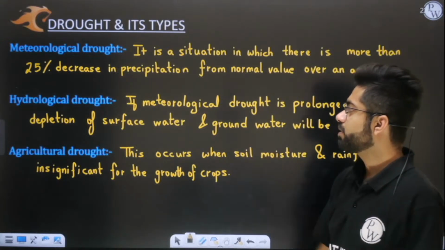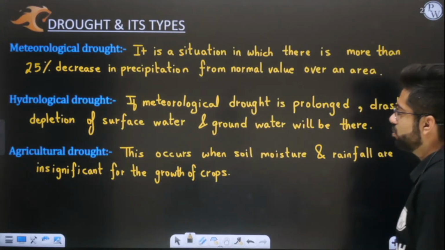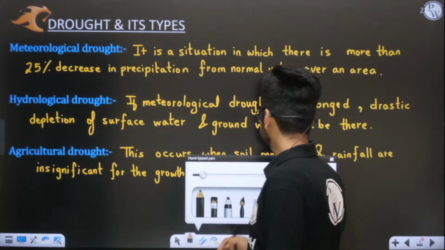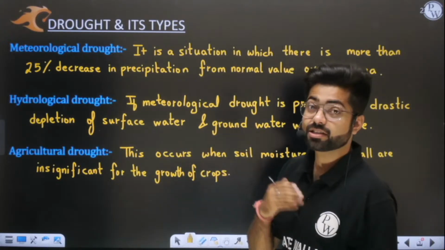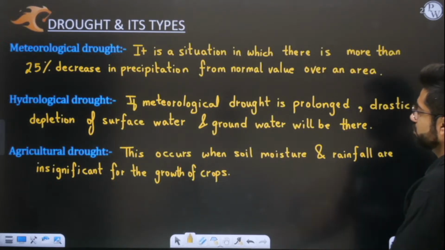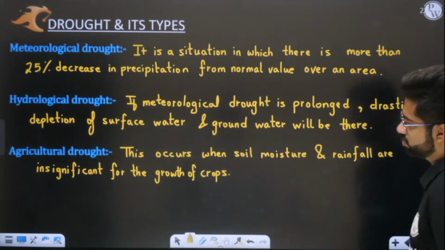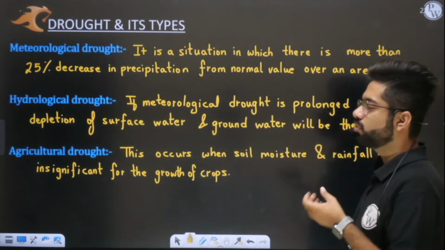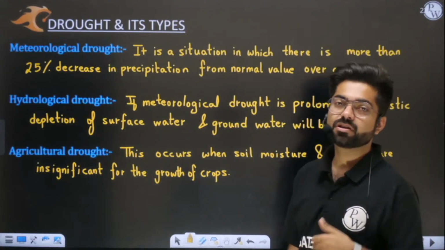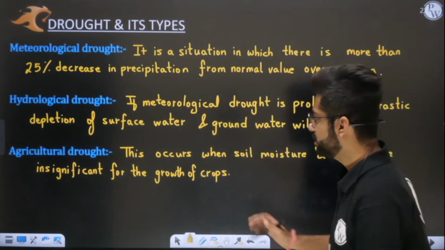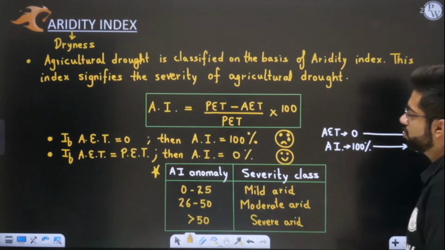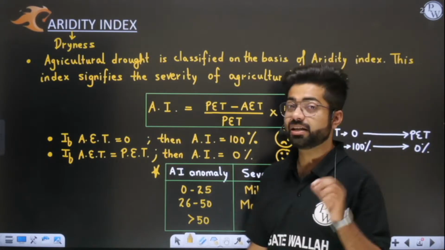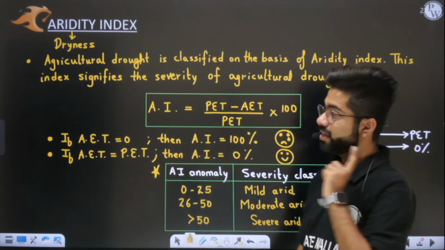Then what was hydrological drought? Hydrological drought is when this meteorological drought is prolonged, extended, then the level of water will decrease everywhere, so that is your hydrological drought. And when it affects the growth of crops, when farms are affected, then I will call it agricultural drought, which is indicated by an index known as the aridity index.